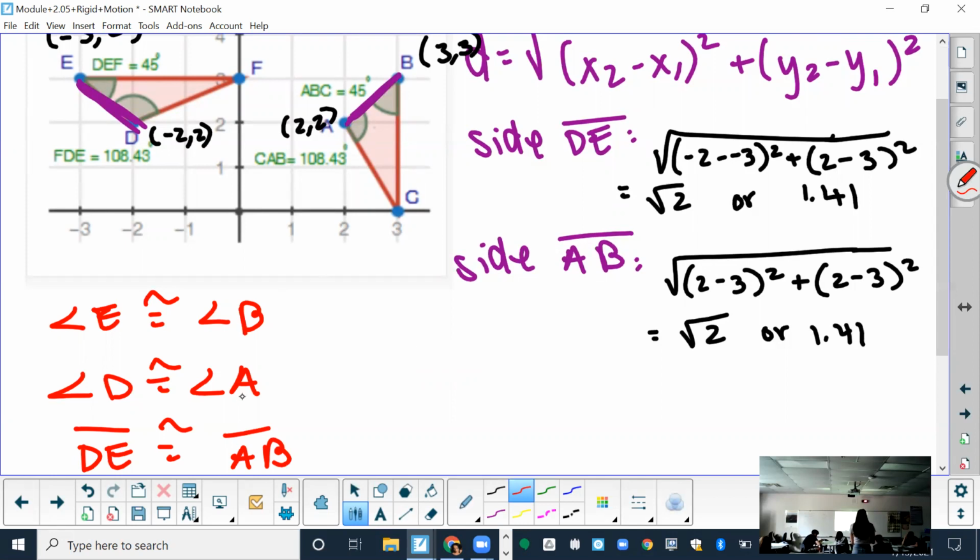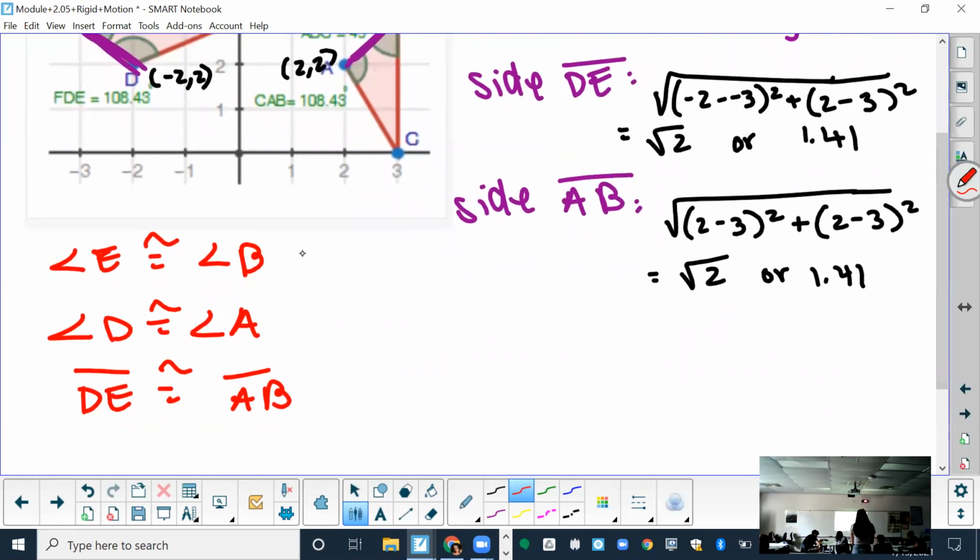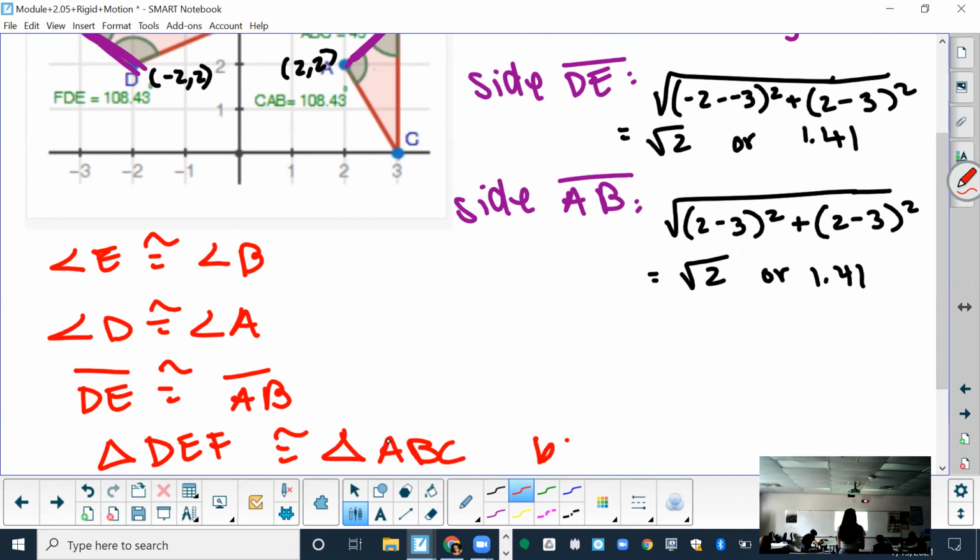All right. And because we've proven all of those things, so these first two are given, the last one we proved with the distance formula, we can say triangle DEF is congruent to triangle ABC by angle side angle. All right, questions?